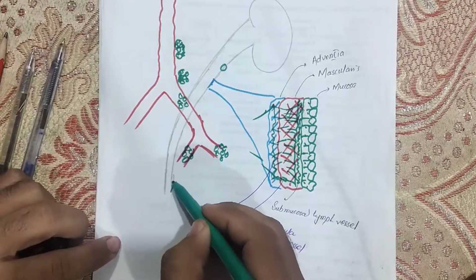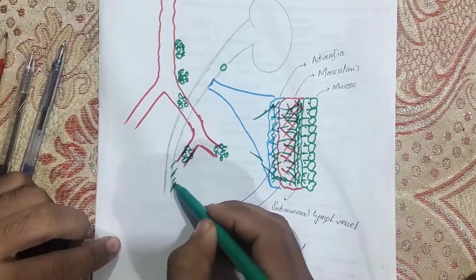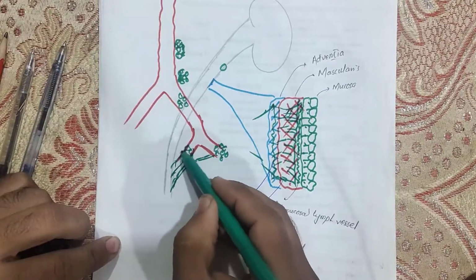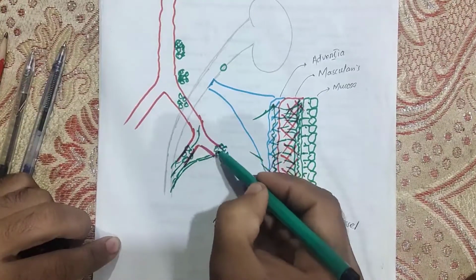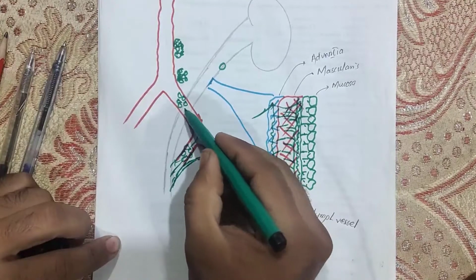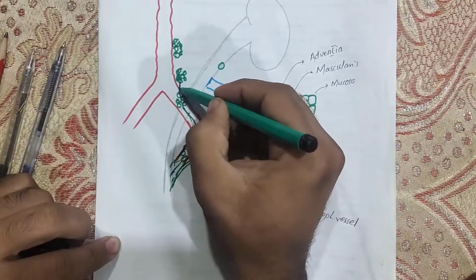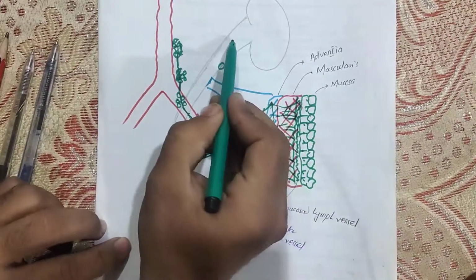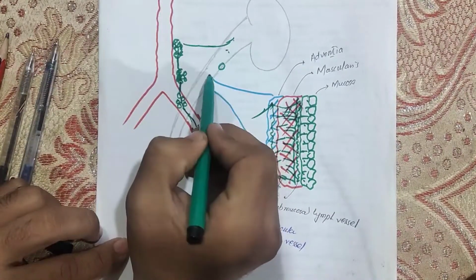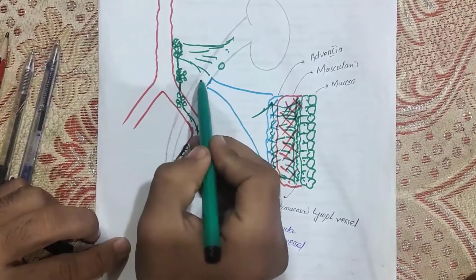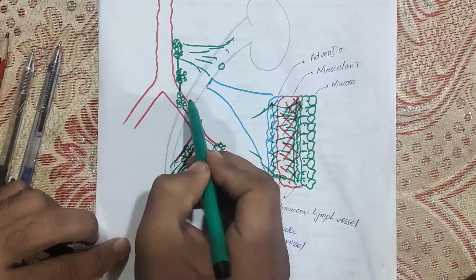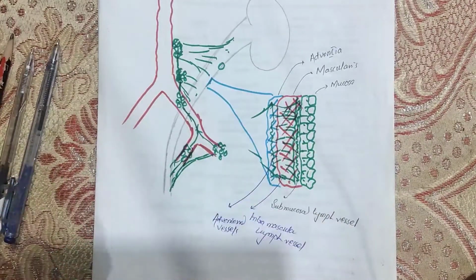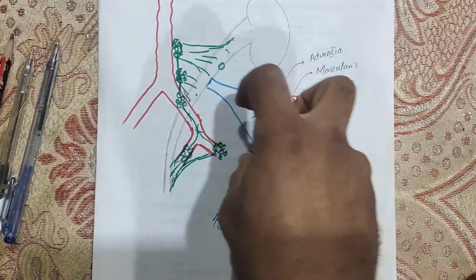So look carefully. From the lower part they will drain to the internal iliac lymph nodes and external iliac lymph nodes. Then they will drain into the common iliac lymph nodes, and then into the paracaval and lateral aortic lymph nodes. So the lymph will flow from the ureter to the common iliac, then the paracaval and lateral aortic nodes. So this is the lymphatic drainage of the ureters.